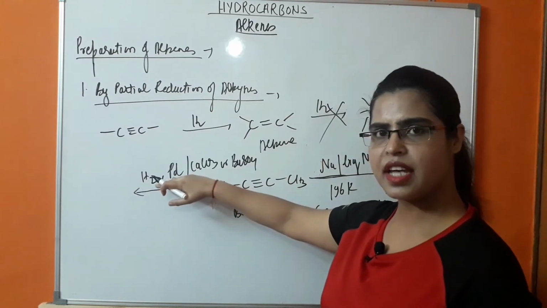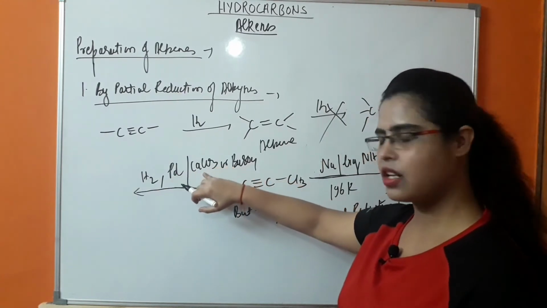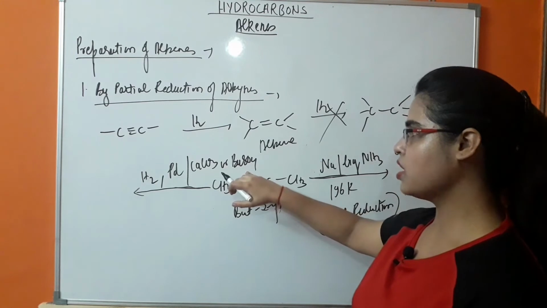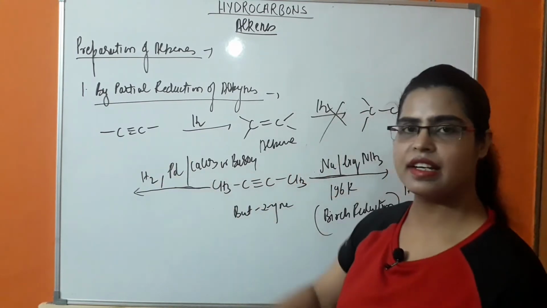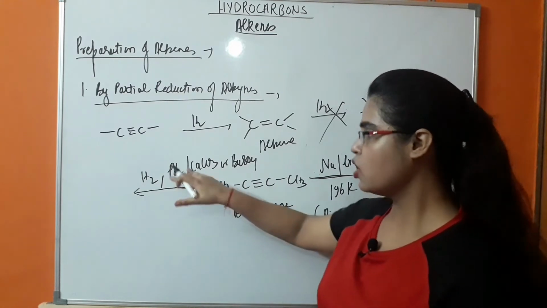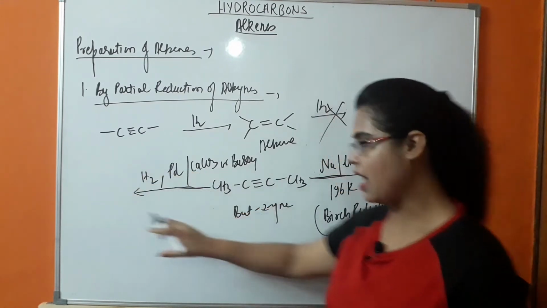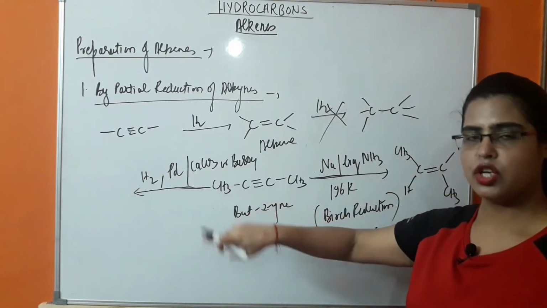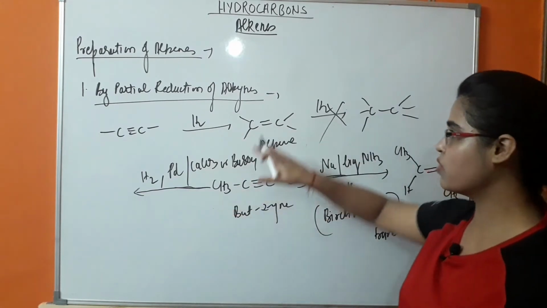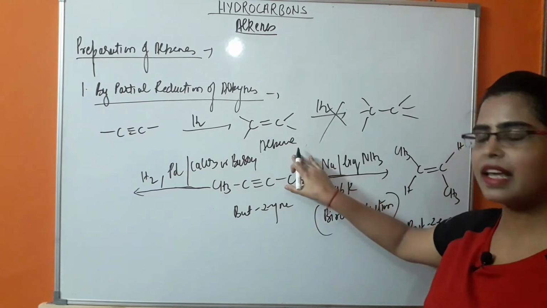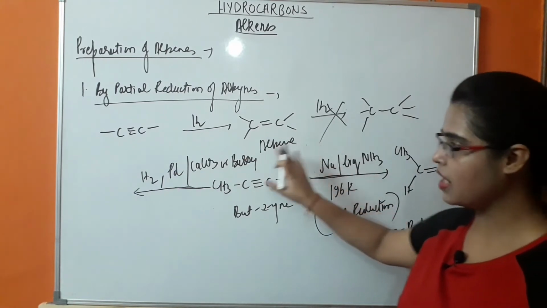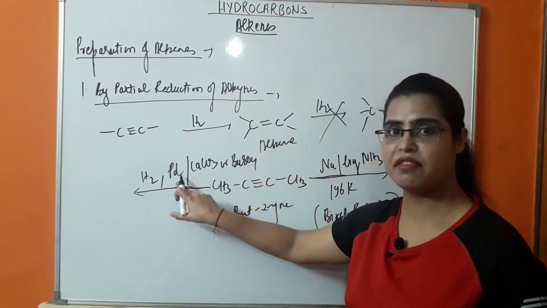So this catalyst can be supported either by using calcium carbonate or by using BaSO4. Second, the poisoning of the catalyst will be done in this case. So the reaction will stop at the alkene stage, not at the alkane stage, because we are preparing alkenes. Because of that, the poisoning of this palladium will be done.